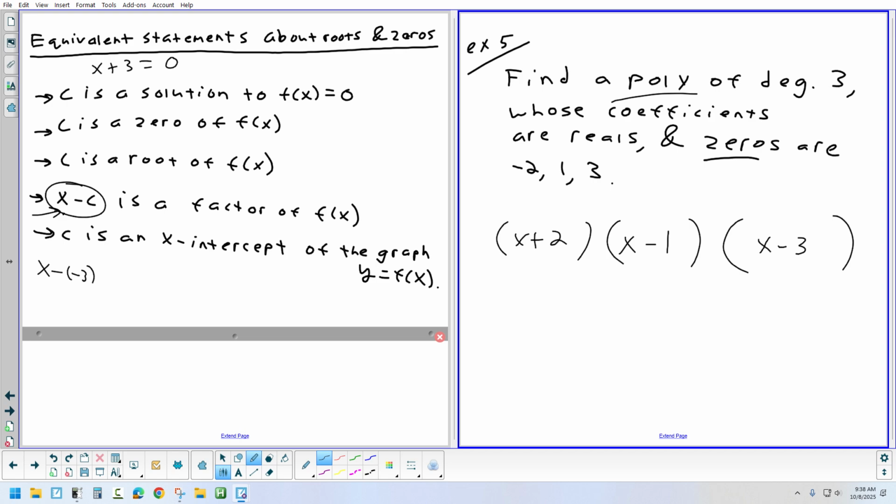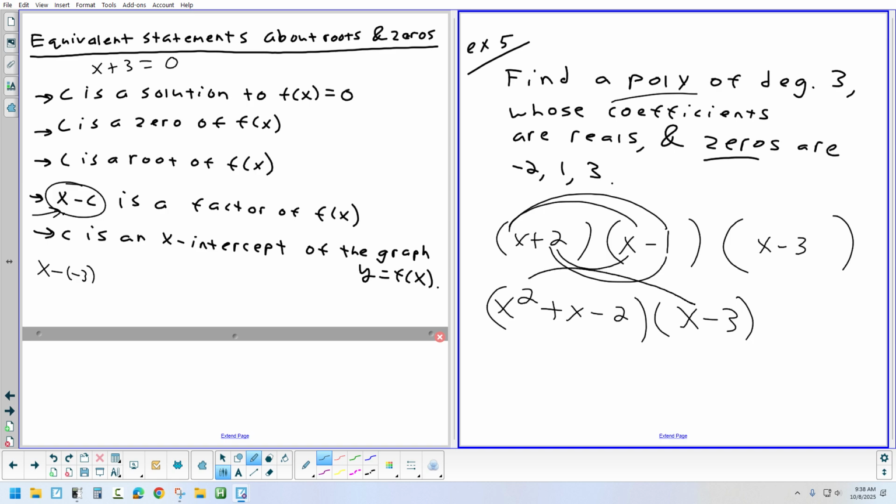So we're going to have to distribute twice. So we got x squared. What's negative x plus 2x? Yep, just x. And 2 times negative 1? Negative 2. Okay, so there's your first distributive. And now do it one more time.